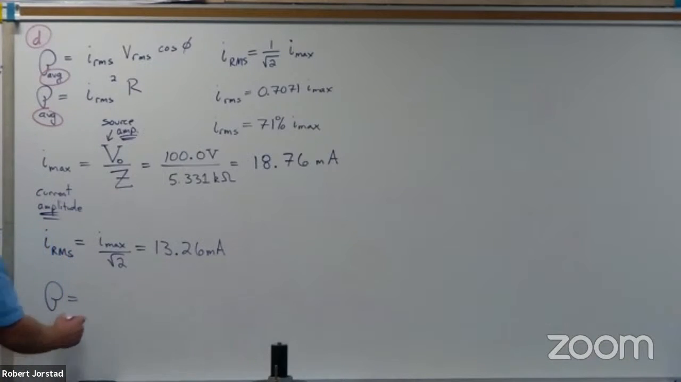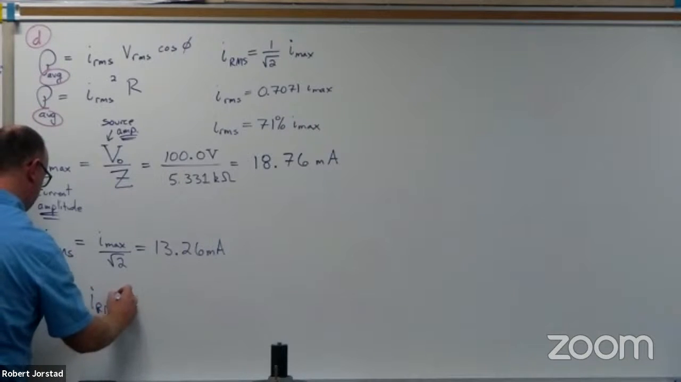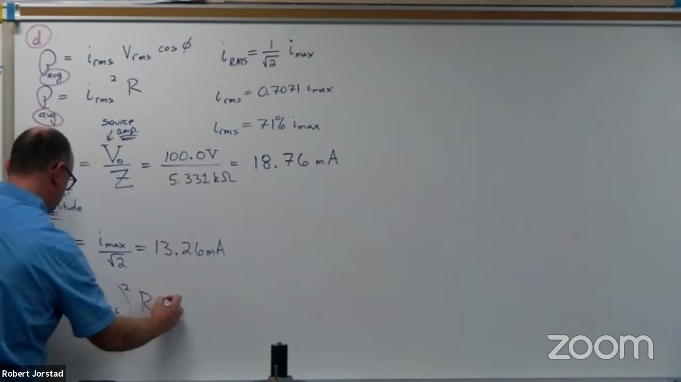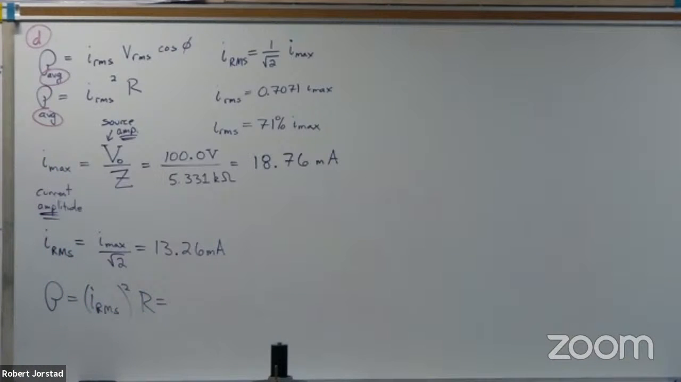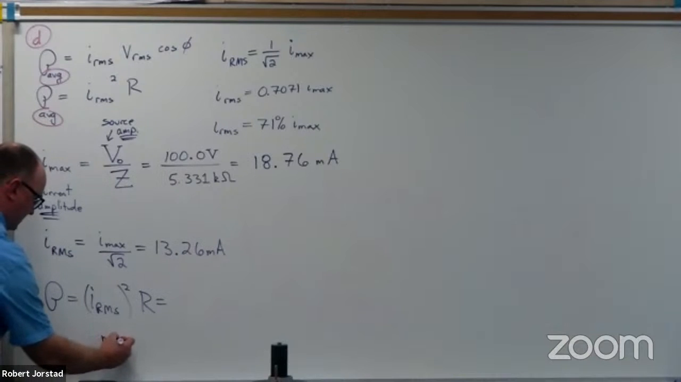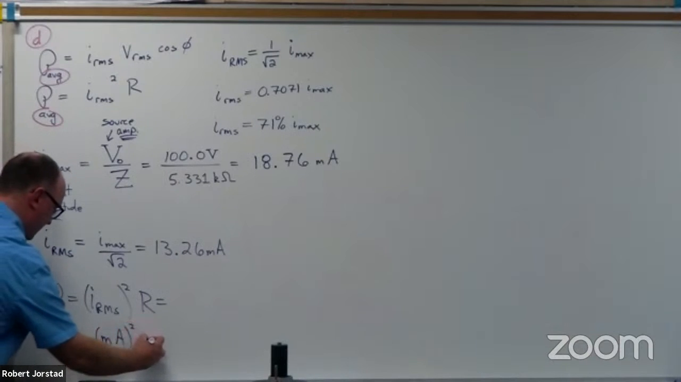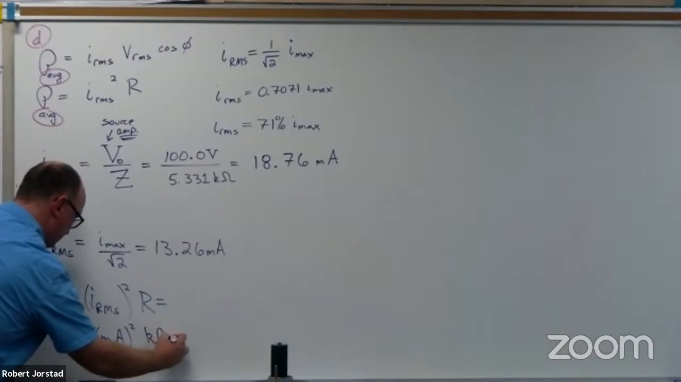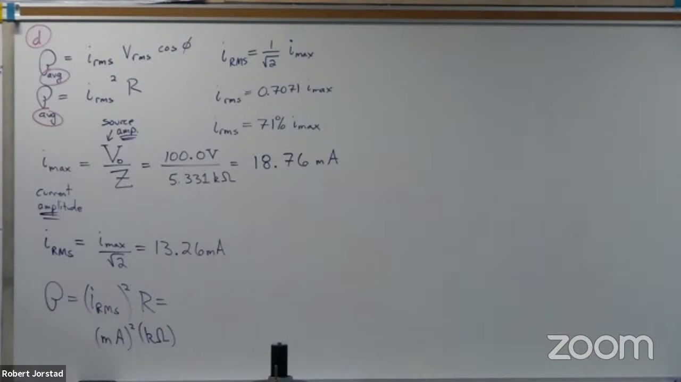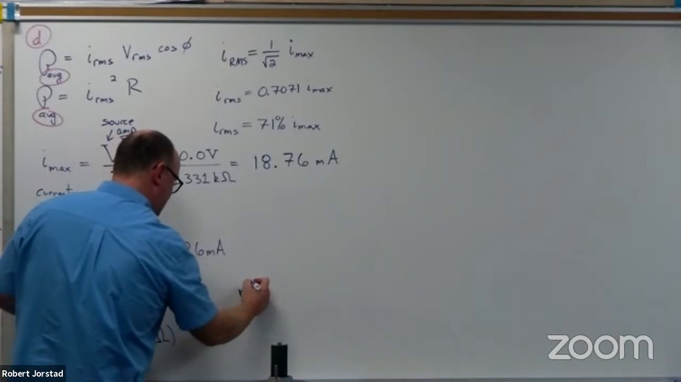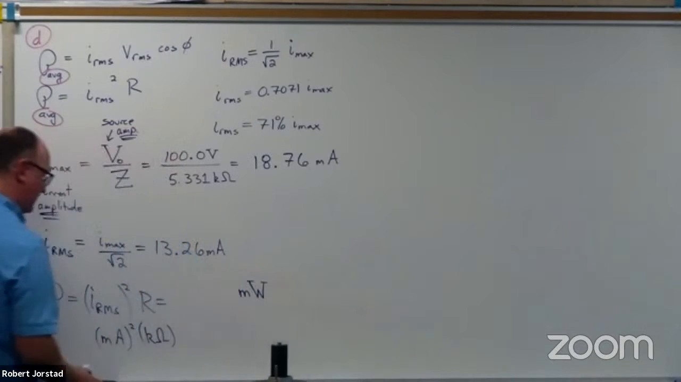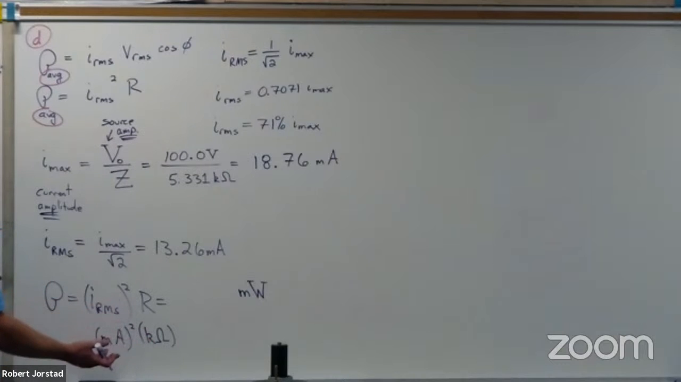Now that I know this, the power is just I_RMS squared times the resistance. Well, I'm going to think a little bit. I'm going to have milliamps squared times a kilo ohm. I should probably just convert all these. However, I can see this kilo will cancel one of the millis. So in the end, if I plug in the numbers, I should get milliwatts, right? Because the kilo will cancel one of the millis, but not both. Well, power is in watts, so I'll have a milliwatt.